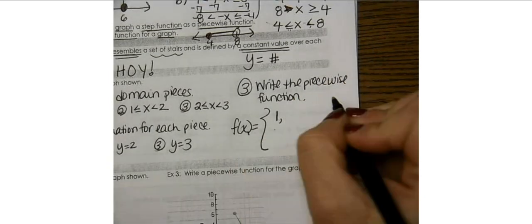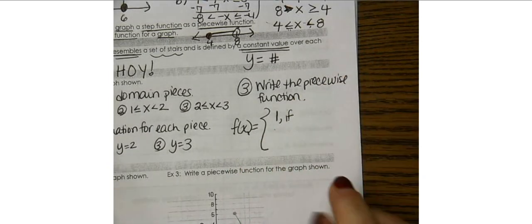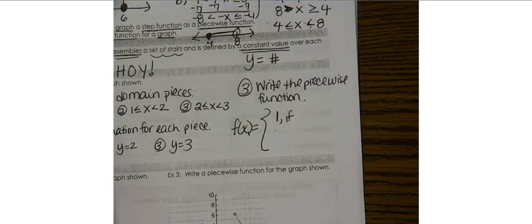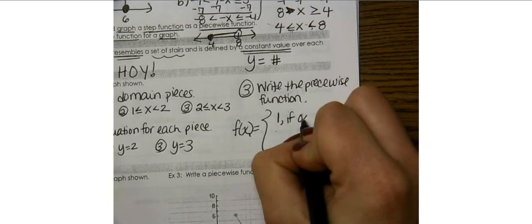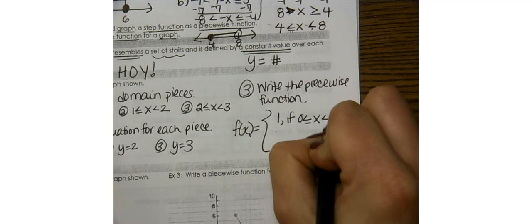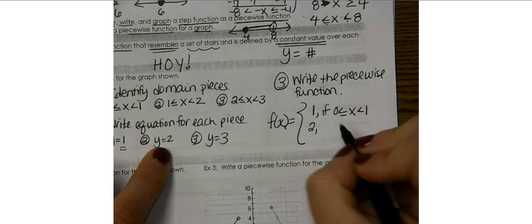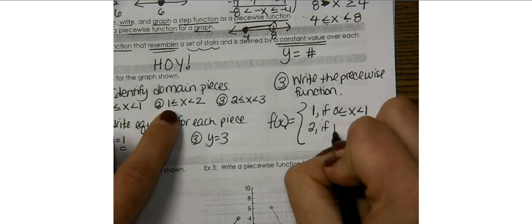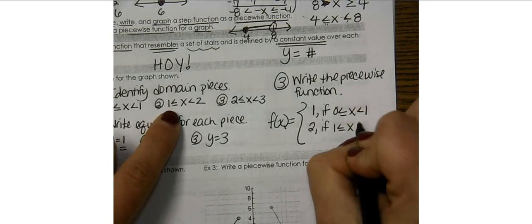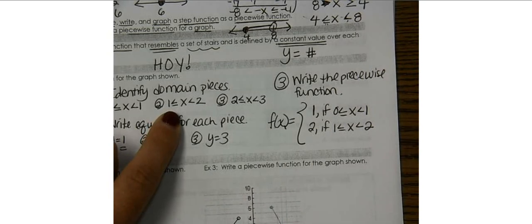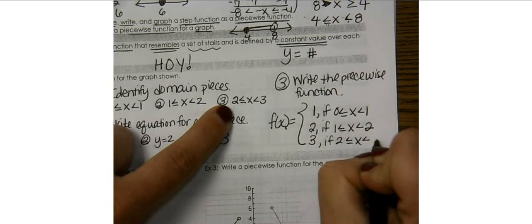And that happens if, and you have to use the word if because this is conditional, 0 is less than or equal to x, which is less than 1. For our next piece, I'm going to write the number 2. F of x is equal to 2, and that happens if 1 is less than or equal to x, which is less than 2. And our third piece is 3. F of x is equal to 3, and that happens if 2 is less than or equal to x, which is less than 3.